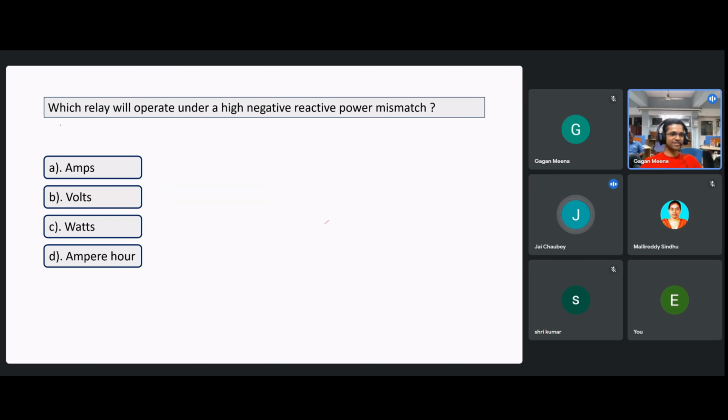Next is which relay will operate under a high negative reactive power mismatch? Oh, I think this question is wrong. Sorry, this is not the question.